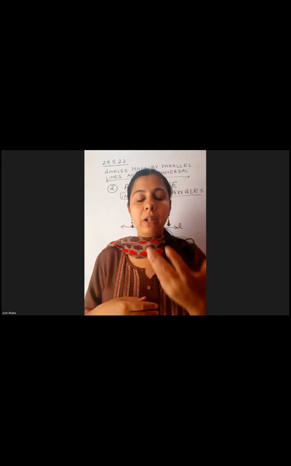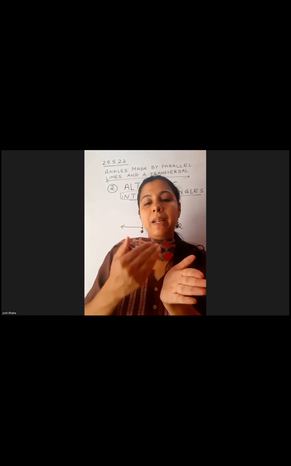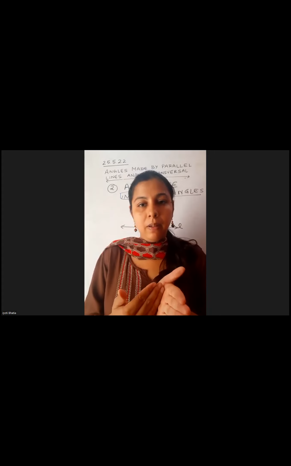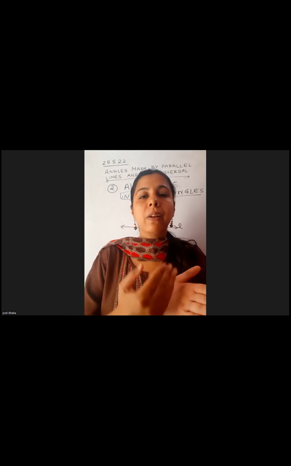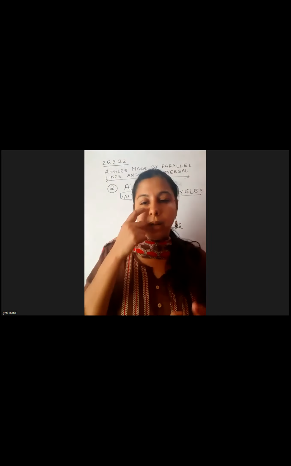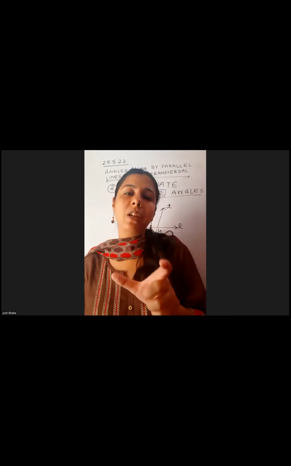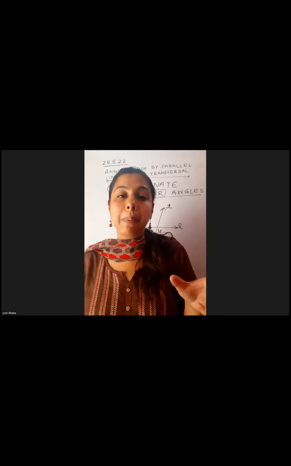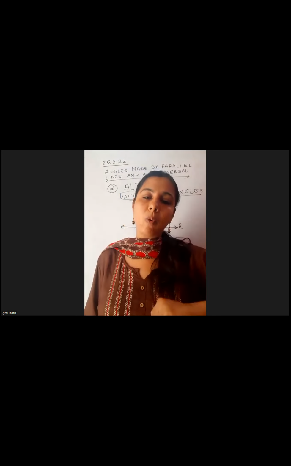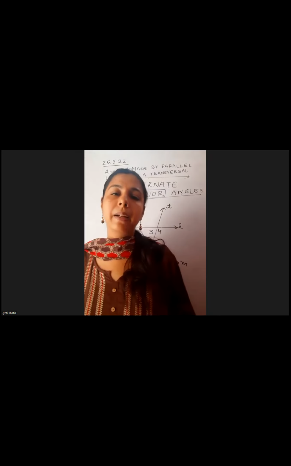Alternate days means one day you will do something, next day you will take a break. Tuesday, if you are doing an activity, Wednesday you will take a break, and Thursday you will do that again. So that is called alternate days. Alternate weeks means one week you are doing something, next week you are taking a break. So alternate is take one, leave one. So we need to know the alternate interior angles.